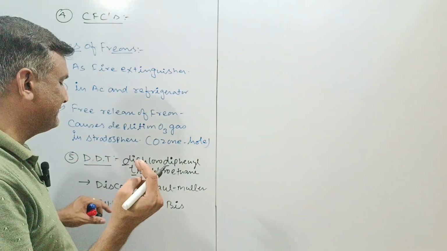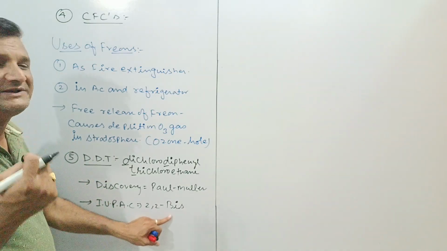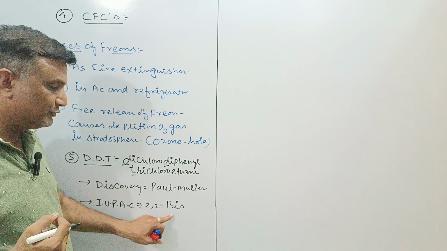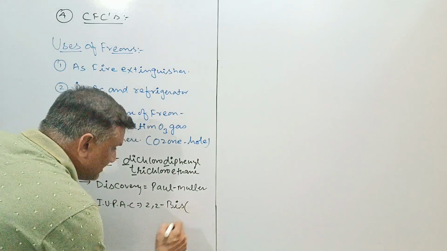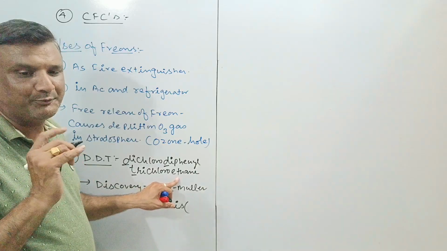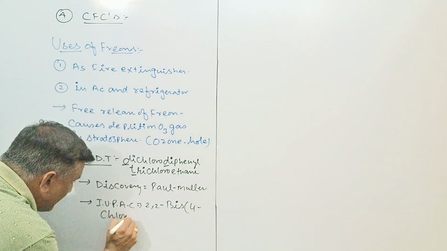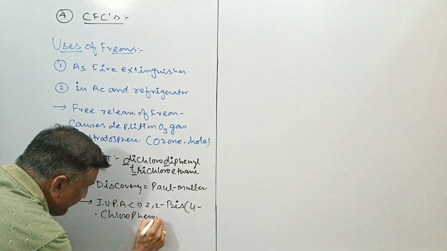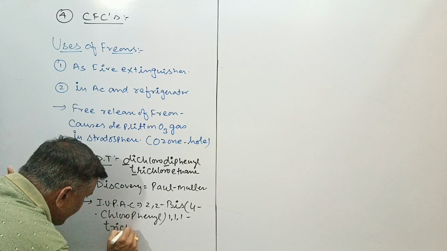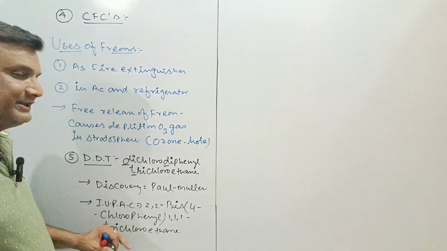According to the rule, if there are two same groups as an organic substituent, then we can use bis for 2. For 3 it will be tris. For 4 it will be tetrakis, and so on. So here will be 2,2 bis, and in the bracket it will be dichlorophenyl, with chloro at the 4th position. So this is the 4-chlorophenyl. This is the 1,1,1-trichloroethane, as the IUPAC name of DDT.